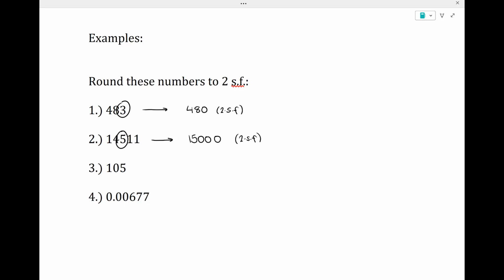105, again, looking at the third digit, it's 5. It rounds upwards, so this becomes 110 (2SF). Now this last one is quite complicated, it can catch a lot of people out. Remembering back to our definition, when rounding to significant figures, we want to count from the first non-zero digit. The first non-zero digit is 6 here, and so we count this as our first digit. So our third digit from this position is the 7. 7 is greater than 5, and so this rounds up. So this becomes 0.0068 to two significant figures.